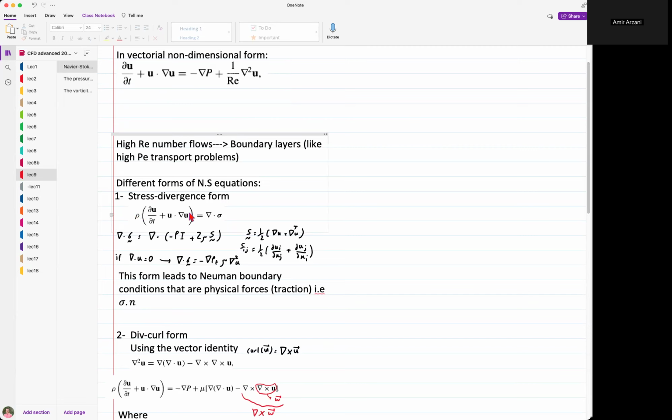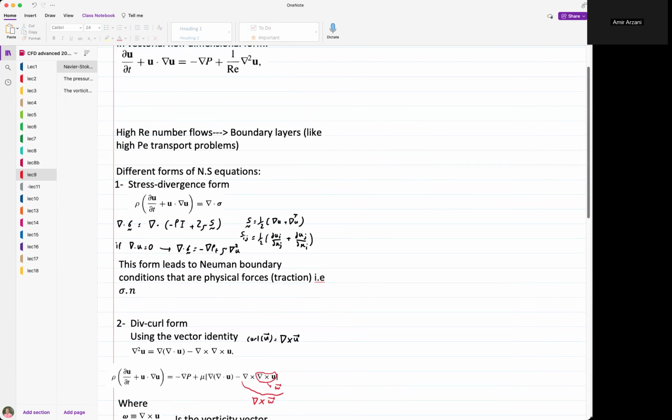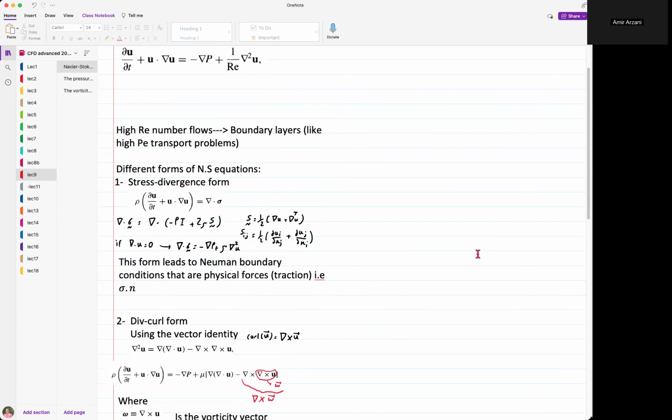So the most common form, especially in finite element formulations, is the stress divergence form, where we write the Navier-Stokes equation similar to Cauchy's equation of motion. So the right-hand side is divergence of sigma. The left-hand side is the acceleration, including nonlinear convective acceleration. So we talked about this in the Stokes lecture. And then assuming Newtonian fluid, we can plug in this constitutive equation for stress, and we can simplify the equation.